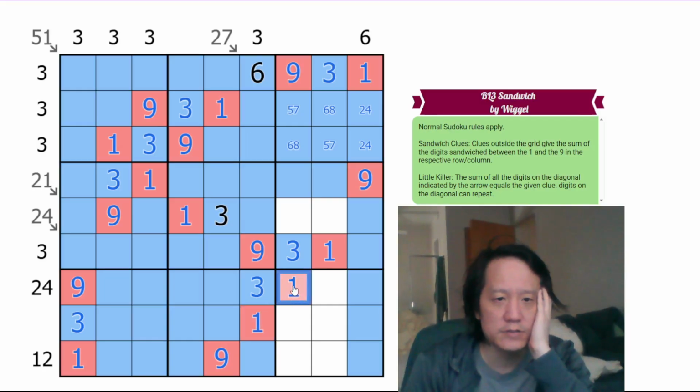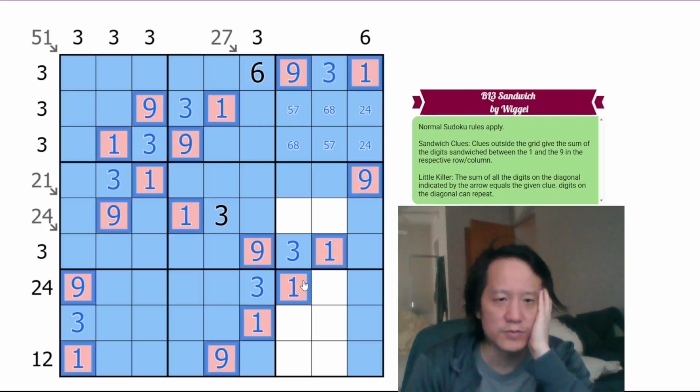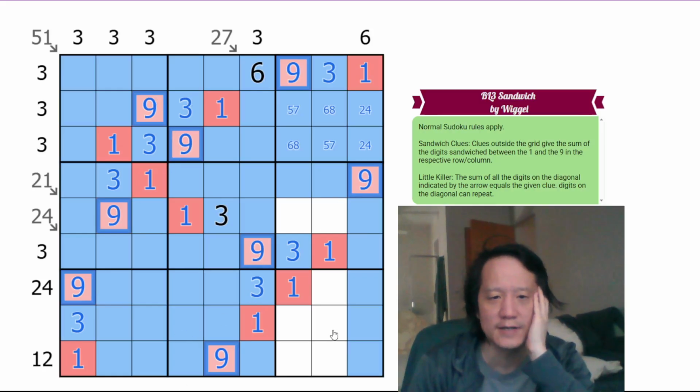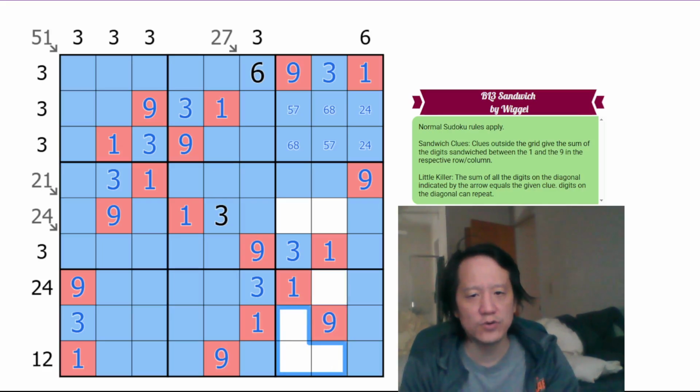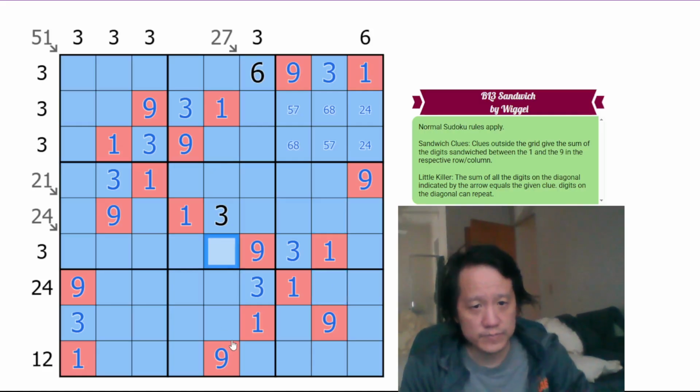That means... I think those were all the crusts, right? We have 1, 2, 3, 4, 5, 6, 7, 8, 9. We have 1, 2, 3, 4, 5, 6, 7, 8. Okay, so we know where the last 9 has to be. It has to be there. So that's 9 and is a crust. These cannot be crusts anymore. These can't be crusts anymore.